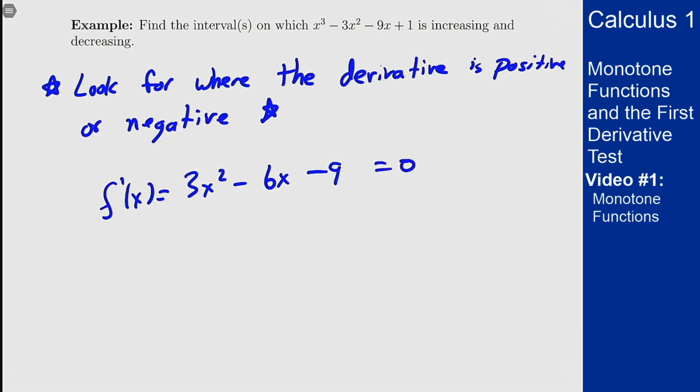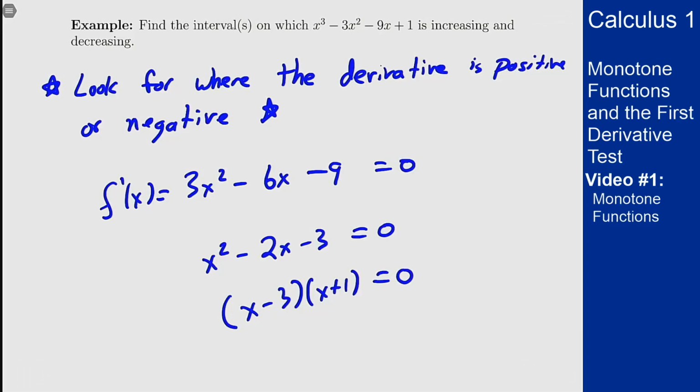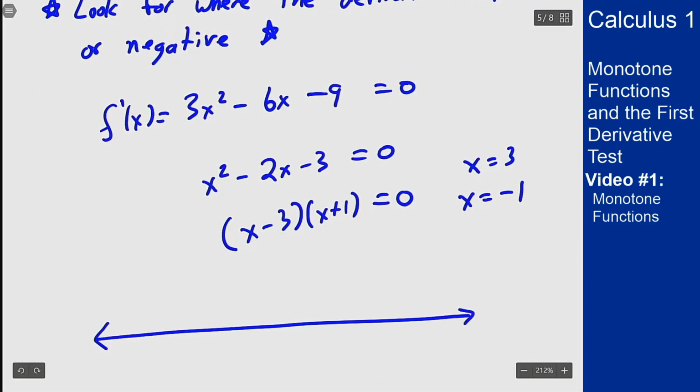We'd also want to look for points where it doesn't exist, but in this case it's a polynomial, so that doesn't happen. I can divide through by 3, and this here factors as x minus 3, x plus 1. So the points where the derivative crosses 0, i.e. my critical points, are at 3 and minus 1. To wrap this up, the first thing we draw is a number line here. We know this function is 0 at minus 1 and at 3. And I want to figure out what happens in between, because that will tell me whether things are positive or negative, or whether they're increasing or decreasing.